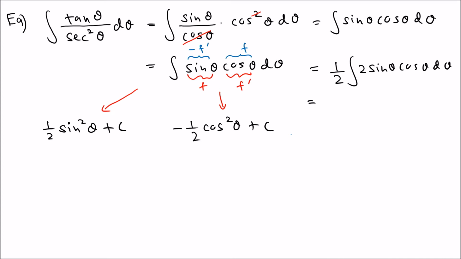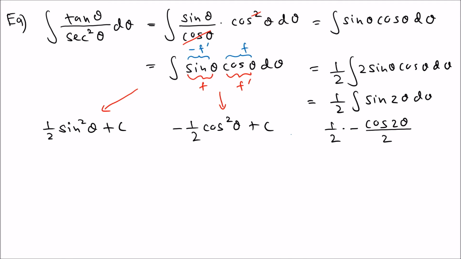Now what you can do is this is simply 1/2 sine 2 theta d theta. Now just use the sine formula. Sine means cosine. If you take the derivative it's a negative cosine, so we already have 1/2 here, and then you're going to get the negative cosine 2 theta divided by 2.